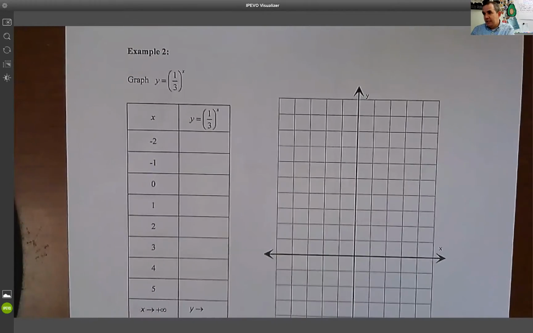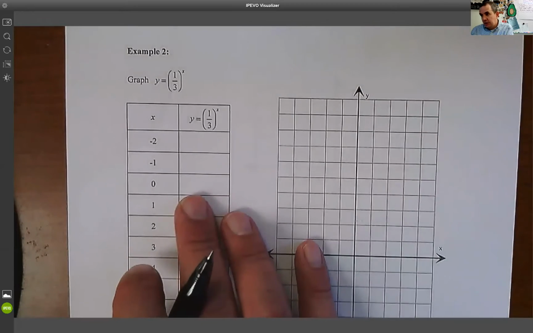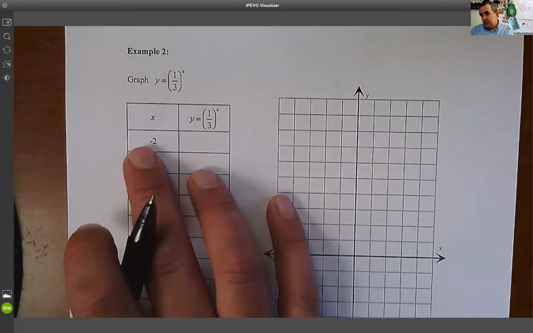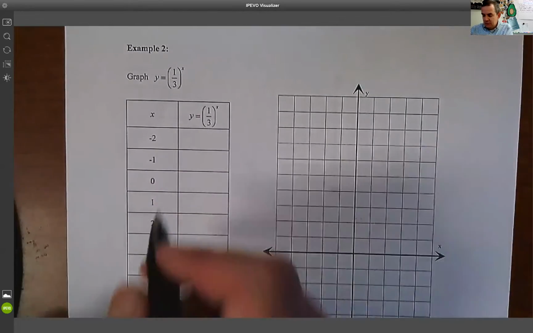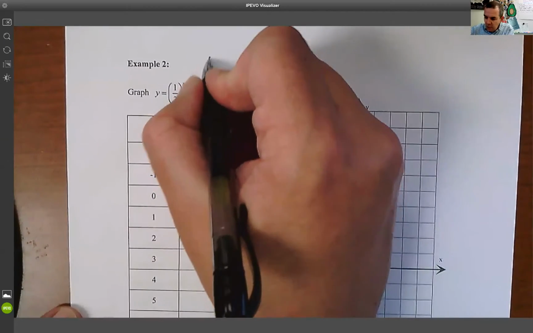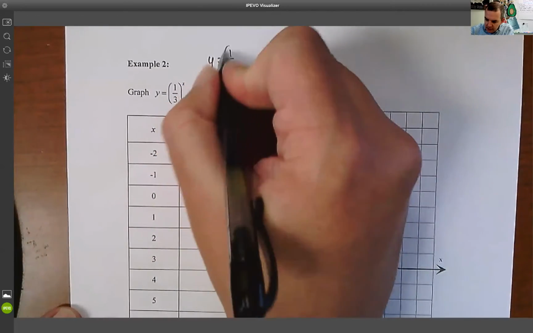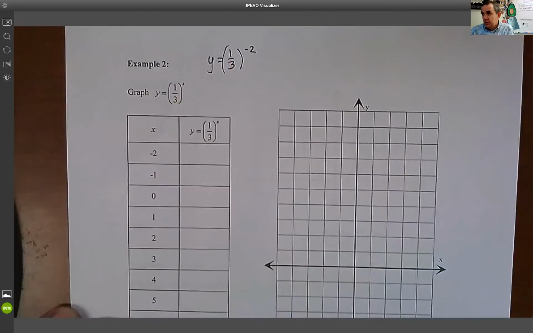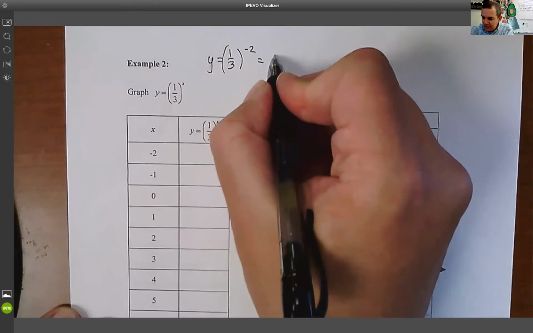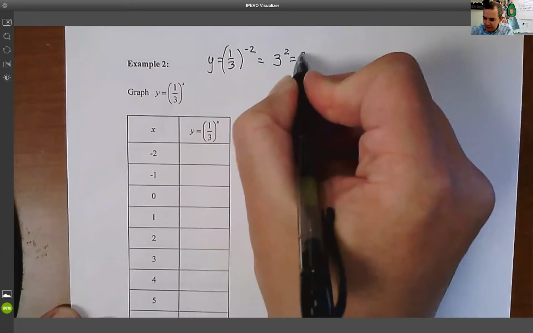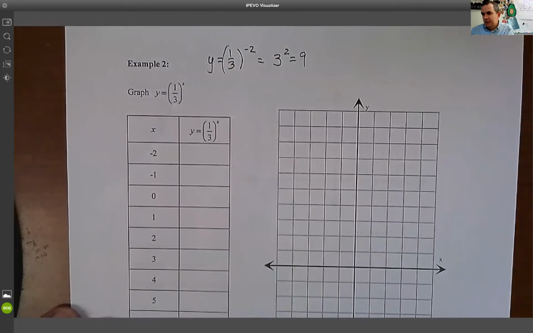Next example, we're going to deal with a fraction. So again, I'm going to kind of walk you through this. When we actually do the negative, remember, negative takes a reciprocal. So if I was doing y equals 1/3 to the negative 2, what that's telling me is I have to flip the fraction, make it positive. So that's 3/2, or 3 squared, so that'd be 9.